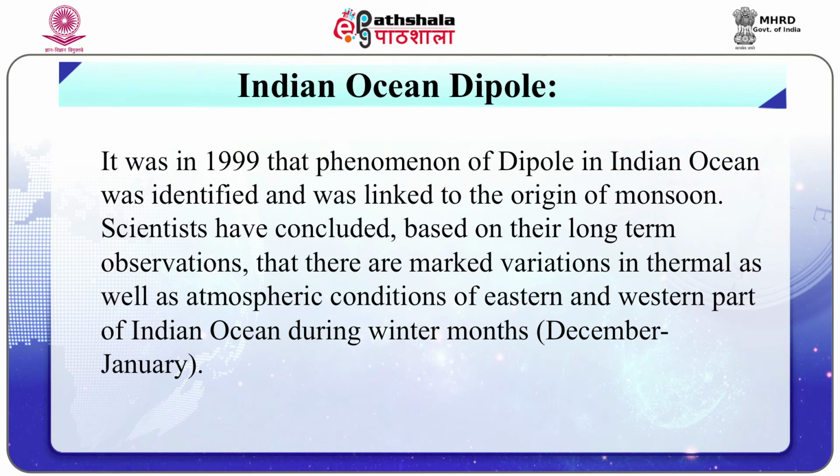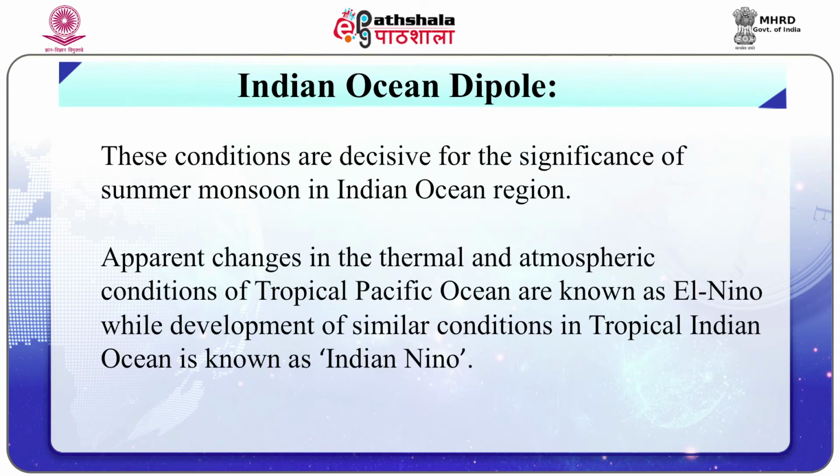Indian Ocean Dipole, IOD. It was in 1999 that the phenomenon of IOD was identified and linked to the origin of the monsoon. Scientists have concluded, based on long term observation, that there are marked variations in the thermal as well as atmospheric conditions of the eastern and western parts of the Indian Ocean during the winter months, December to January. These conditions are decisive for the significance of the summer monsoon in the Indian Ocean region. Apparent changes in thermal and atmospheric conditions of the tropical Pacific Ocean are known as El Nino, while development of similar conditions in the tropical Indian Ocean is known as Indian Nino.